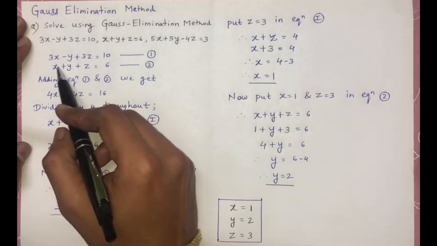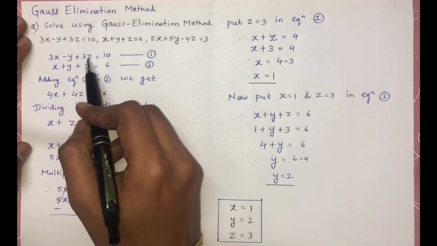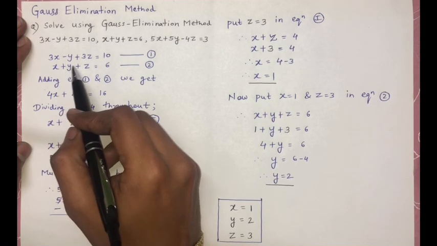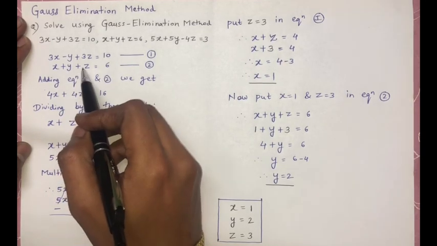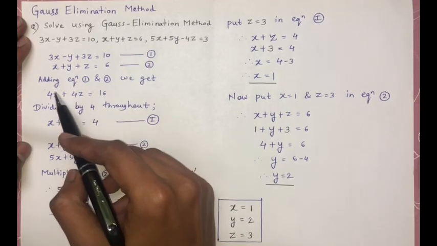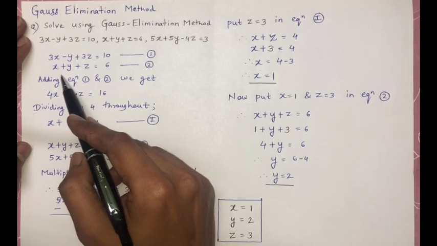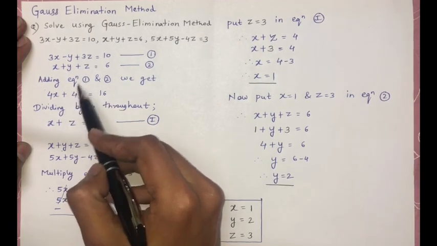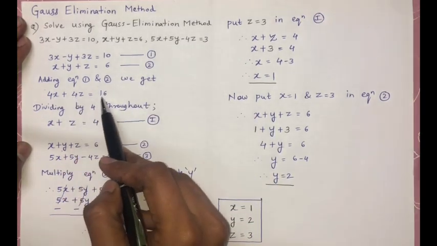So here you can clearly see 3x is positive, y is negative, and 3z is again positive. And in the coming equation, x is positive, y is positive, and z is positive. So here y can be easily eliminated without multiplying any number. So adding equations 1 and 2, we get 3x plus x is equal to 4x, plus y is added to minus y, it will get cancelled automatically. So this entire variable will get cancelled. Then 3z plus z will become 4z, and 10 plus 6 will become 16. So 4, 4 and 16.